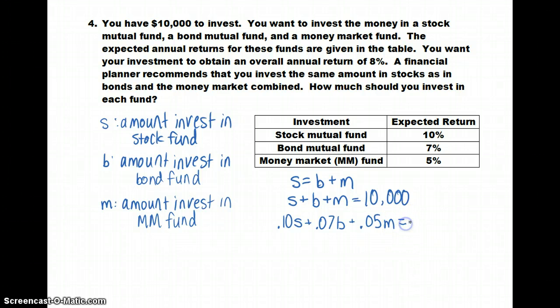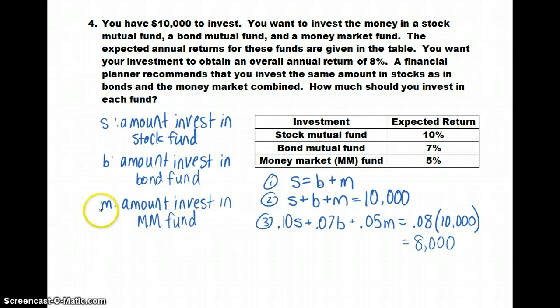And then when we add all of these returns up, we want it to equal 8% of our total investment. Remember that our total investment was $10,000. So this needs to equal 8%, or 0.08, of $10,000. So 0.08 times 10,000. And that is equal to 8,000, if you want to write it like that. So now we have 1, 2, 3 equations, which matches our 3 variables, so our system is complete.